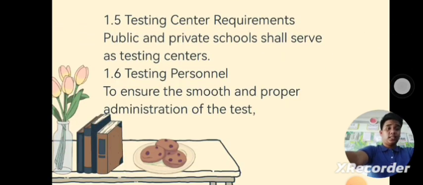Next is testing center requirements. Public and private schools shall serve as testing centers. So in section 2, only public schools, but in this section 3, the exit assessment, public and private schools shall serve as testing centers. Then next is testing personnel. Once again, these are the facilitators who ensure the smooth and proper administration of the test.